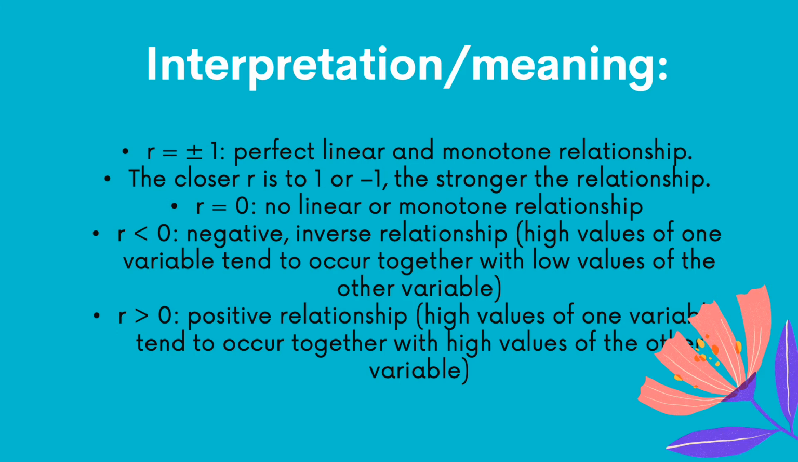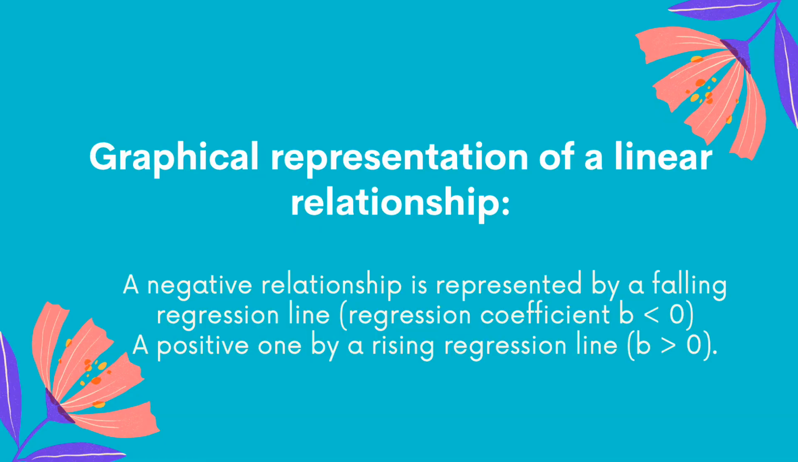When r is less than 0, there is a negative or inverse relationship, where high values of one variable tend to occur together with low values of the other variable. When r is greater than 0, there is a positive relationship, where high values of one variable tend to occur together with high values of the other variable. Graphical representation of a linear relationship.